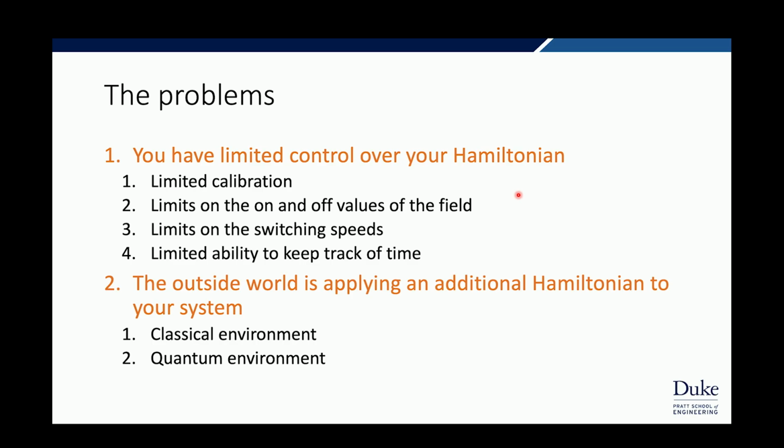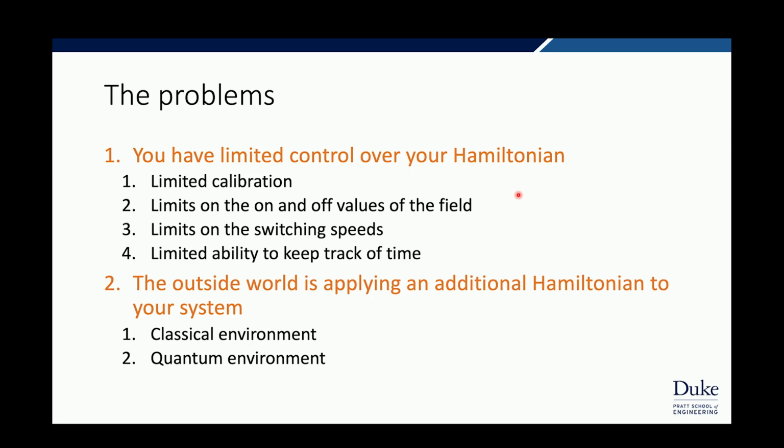OK. So in the first part, I basically ignored errors. And so in the second part, I'm just going to talk about errors and ways to think about fixing them just using Hamiltonians. So we basically have two main problems. First problem is that our control of the system is not perfect.